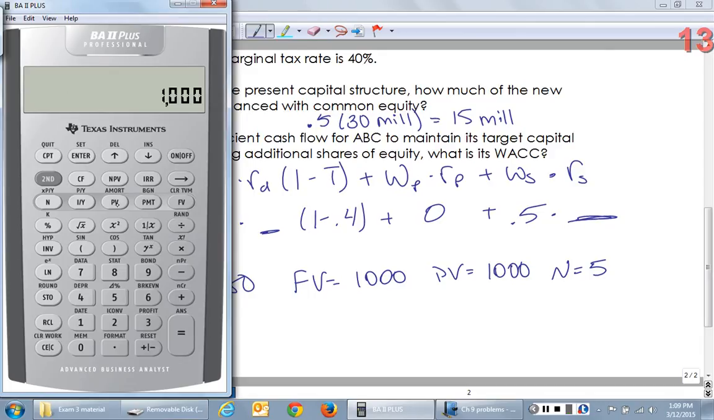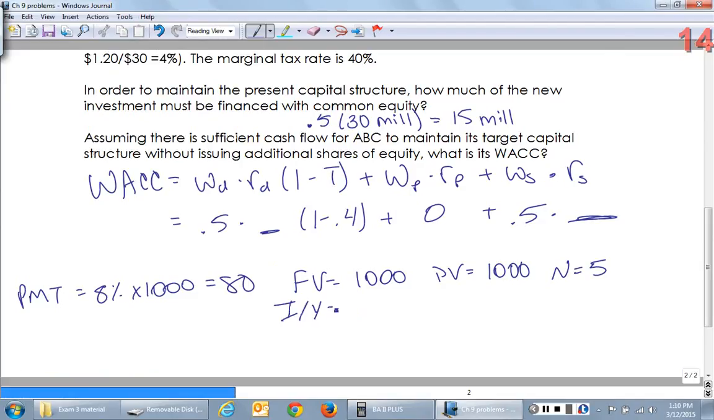The present value is 1,000. It's trading at par. The payment is 80. And the future value is 1,000. So we compute the interest rate. Oh, sorry. The present value would be a negative 1,000. That's how much it would cost today. And we compute the interest rate. That's 8%. So we have 8% for the cost of debt. So now we need to calculate the cost of common stock equity.